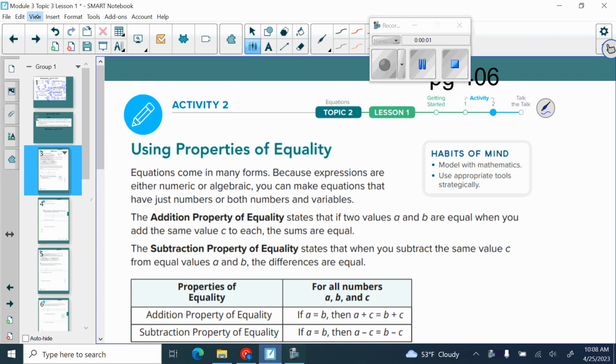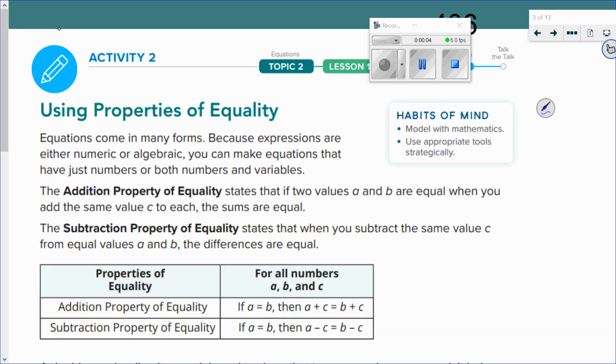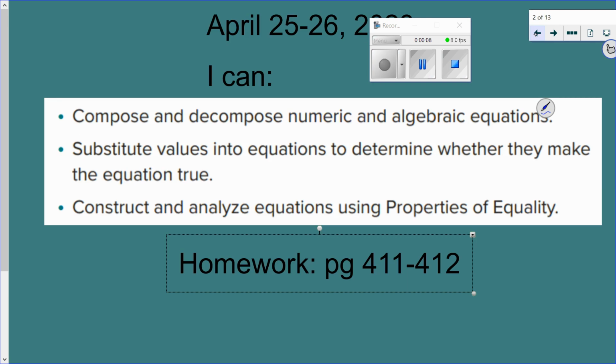Okay, for today, we're going to go a little bit different. We're actually going to skip around a little bit in our books. Just for the record, our homework is page 411 and 412. We'll get to that at the end of the class.